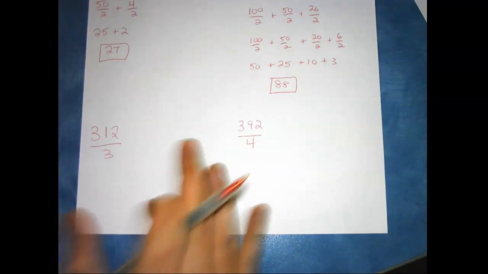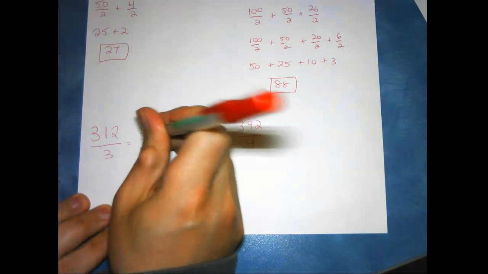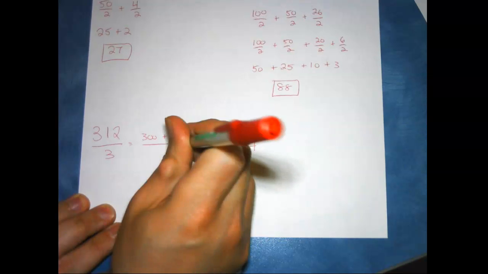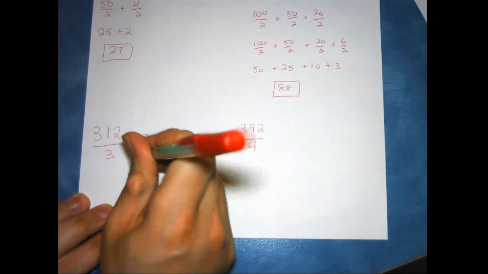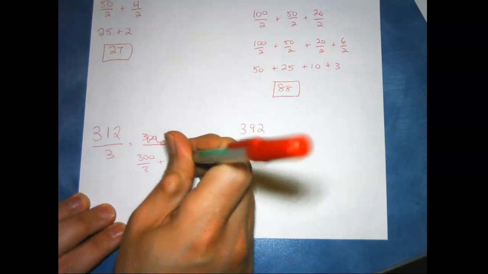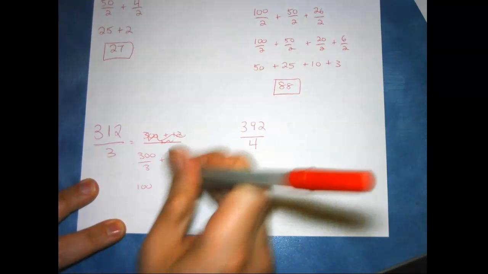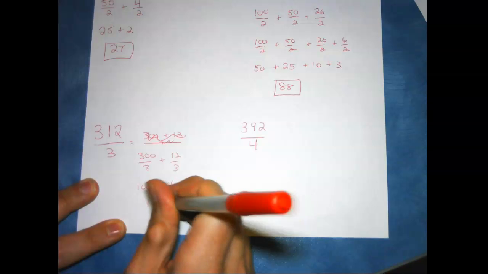Okay. Now let's try this one. 312 divided by 3. Well, I know that 3 goes into 300. So this is 300 plus 12 over, oops. Sorry, I'm going to write it. 300 over 3 plus 12 over 3. Let's be consistent with what we've been doing. Okay, well, 300 over 3 is 100. 12 over 3 is 4, so this is 104. So 312 divided by 3 is 104.